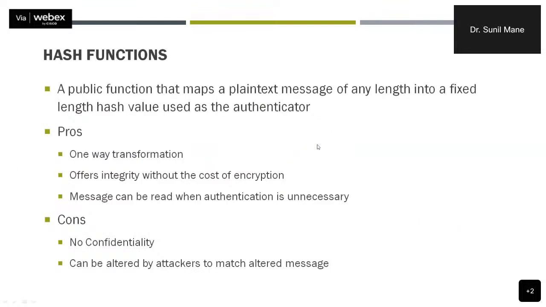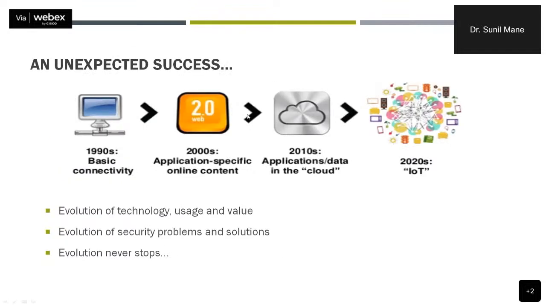Then the hash function. The application of hash is to assure the integrity of the message. The hash value before sending and the hash value after receiving will be calculated and the match will be checked. So this is used for the integrity of the message.